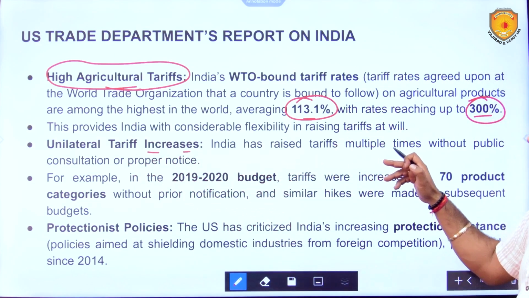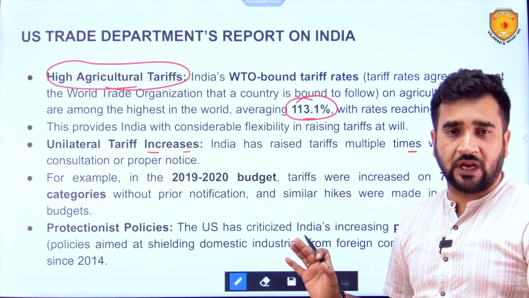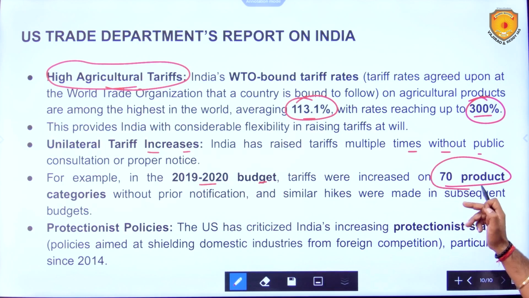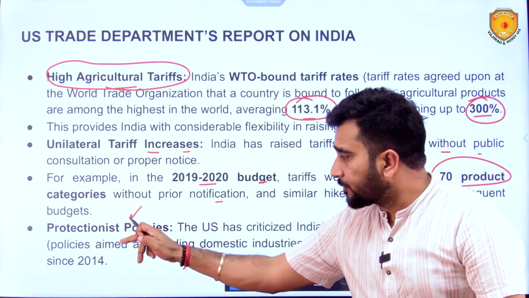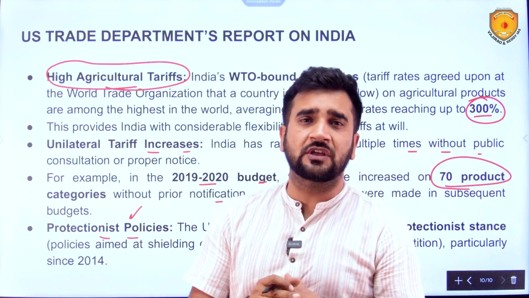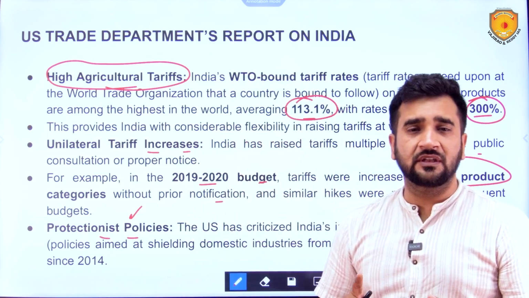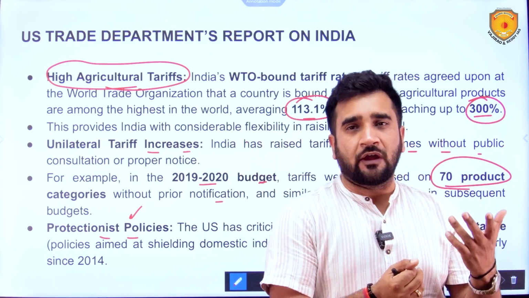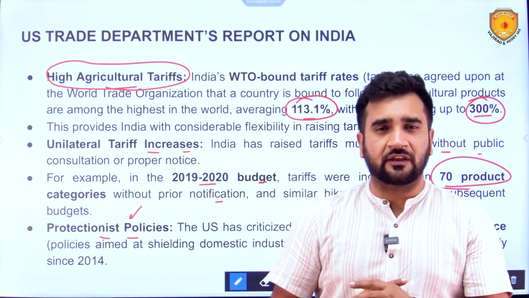Unilateral tariff increase: India has raised tariffs multiple times without public consultation or proper notice given to those countries. For example, in the 2019-20 budget, tariffs were increased on 70 product categories without prior notification. India adopts a lot of protectionist policies. India traditionally is considered to be protectionist because India has signed very few free trade agreements with other countries. Overall average tariff is high, which we've seen in the context of New Zealand very recently, where we discussed the India-New Zealand trade agreement.